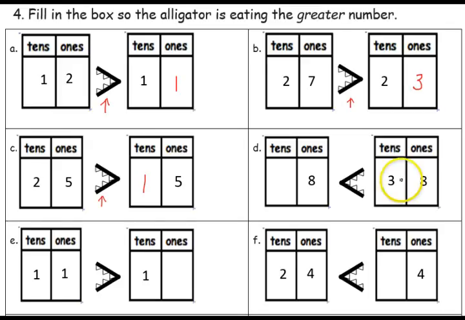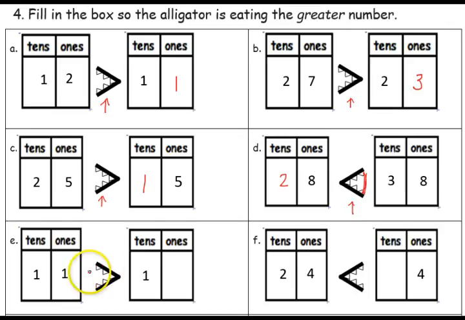In problem D, 38 is my greater number because it's by the opening on my symbol. So this first number needs to be less than 38 because this is the less than symbol. So I can say 28. 28 is less than 38.